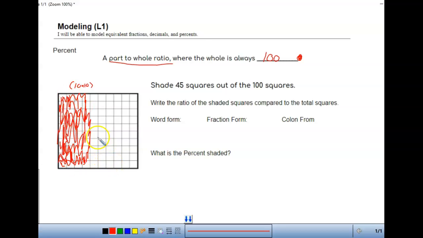Okay, and think about it. If I shaded 40 out of 100, how many should I have left? 60. 1, 2, 3, 4, 5, 6. 5, 10, 20, 30, 40, 50, 60. Okay? That makes sense. I have 60 left because I shaded 40. Right? Then I need to shade 5 more.